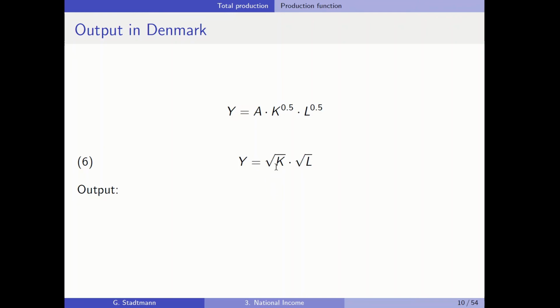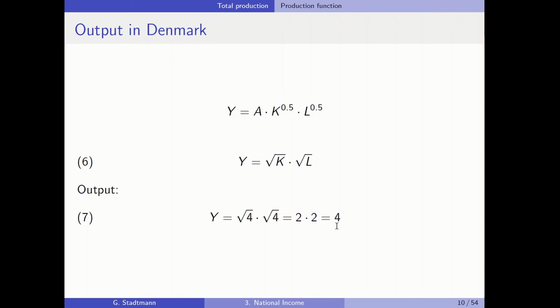So we can write our output function in the following way. Output is equal to the square root of K times the square root of L. When we plug in the numbers, we have to take the square root of 4 and the square root of 4. So it's 2 times 2, so the output is equal to 4. So Denmark is able to produce 4 output units.